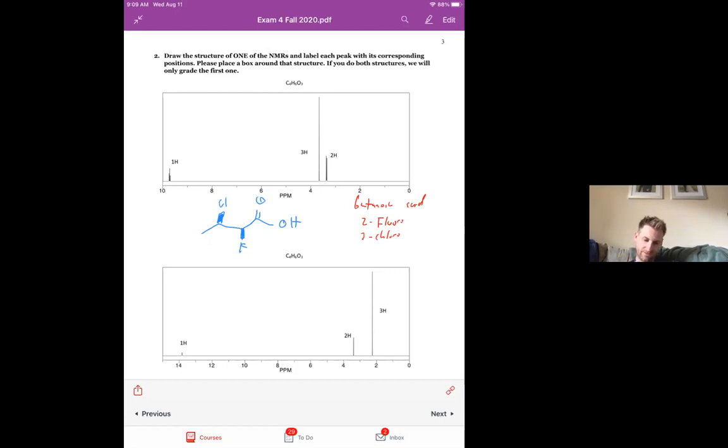Fluorine is going to be our highest priority. We've got carbon bonded to oxygen, carbon bonded to chlorine. Chlorine is larger, so chlorine will be our second highest. Oxygen will be our third. This is going counterclockwise. Nope, wait. Clockwise, so this should be R.